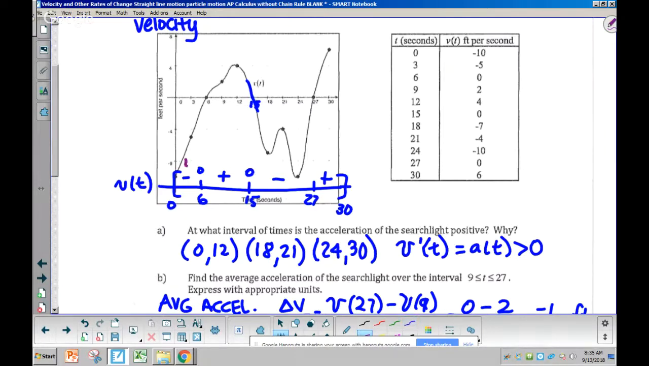What I love about sign charts is now I can say my particle's moving left, right, left, and then right again, can't I? I can read it right off of there. I don't even have to worry about getting lost in what this graph looks like. I can say it's moving left, it stopped, moved right, stopped, moved left, and then it stopped and moved right again. Which is kind of cool.